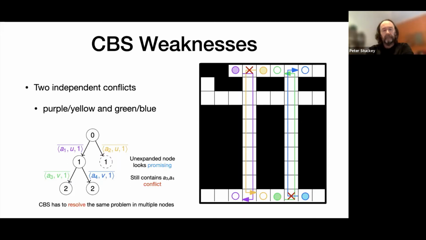And the problem is when we expand that node, we're going to find exactly the same conflict between green and blue. We're going to do exactly the same thing again and again. We see this behavior all the time, that we basically end up exploring the same conflicts many, many times in multiple parts of the search tree, right? Because these two conflicts are completely independent. So actually, we would like to separate those search trees out.